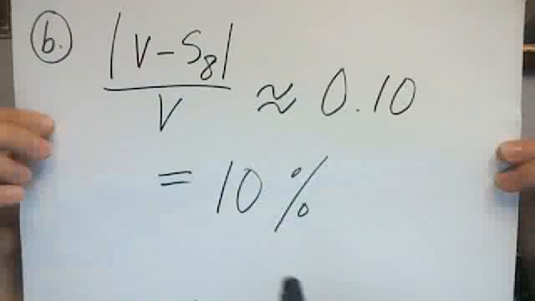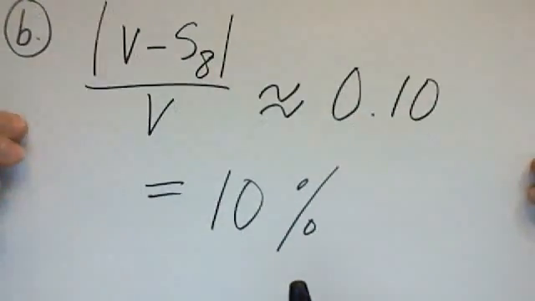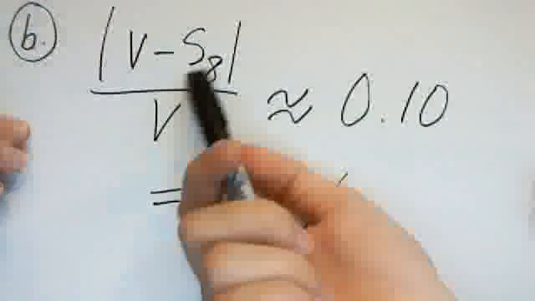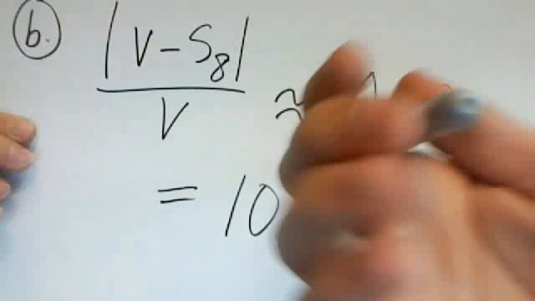Part B says express the absolute value of V minus S of 8 as a percentage of V to the nearest percent. So they gave you an equation, you plug it in, the values are in, and you get approximately 0.1, and you multiply that by 100 and you get 10%.